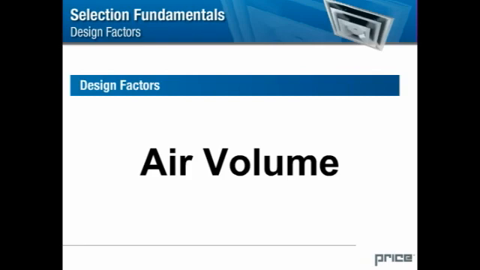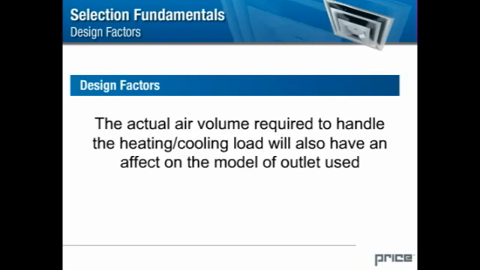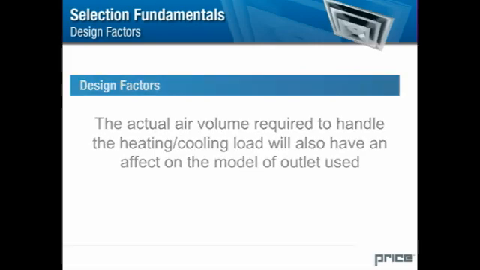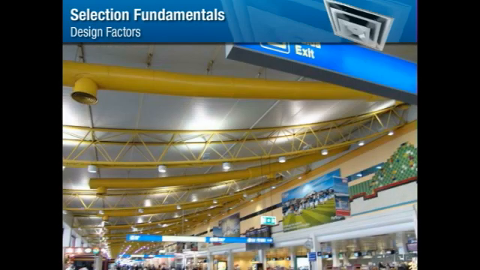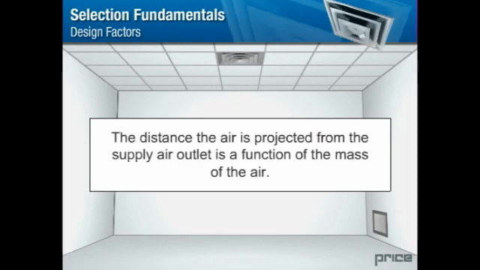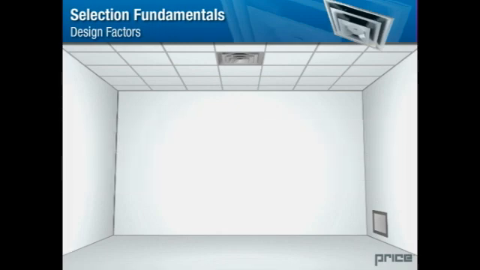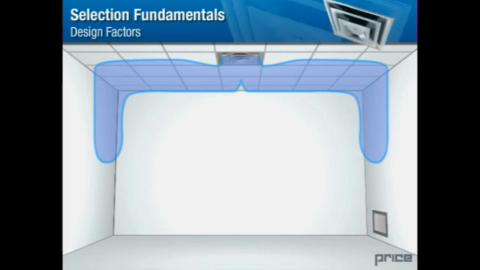Air volume. The actual air volume required to handle the heating and cooling load will also have an effect on the model of outlet used. Generally, the larger the volume per outlet, the more difficult it is to handle comfortably. The distance the air is projected from the supply air outlet is a function of the mass of the air. If we supply all the air through a single inlet, this may result in uncomfortable drafts in the occupied zone.